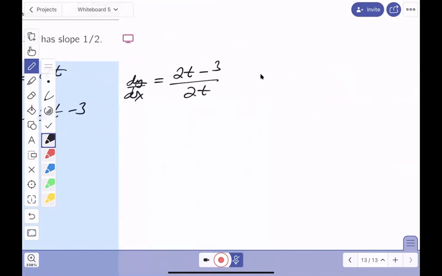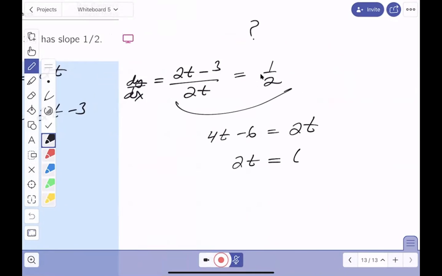And I want to know at what time t would that equal 1/2? I don't know. Let's take a look at it. I need to solve this for t. 4t minus 6 equals 2t. Pretty simple equation to solve. And what would you get? 2t is equal to 6, or t is equal to 3.